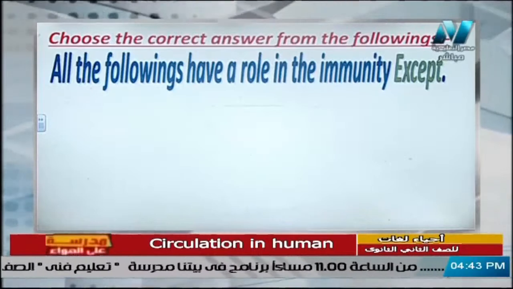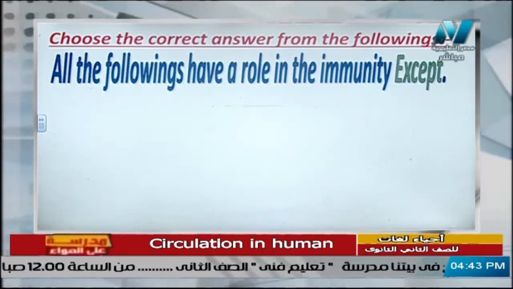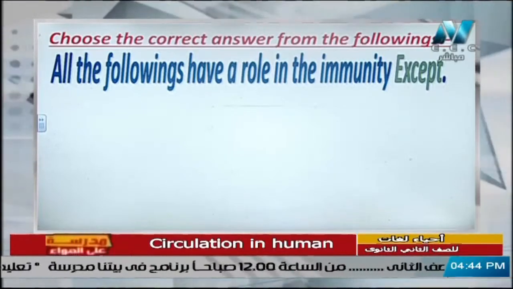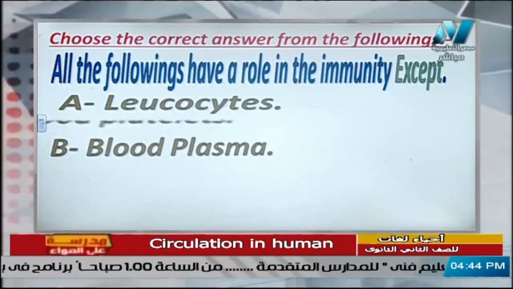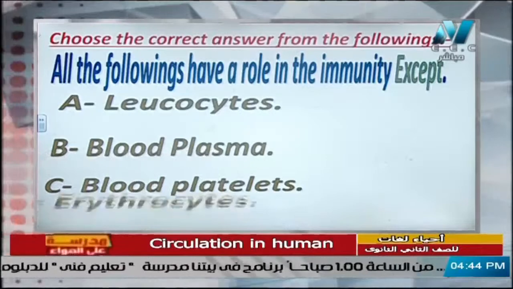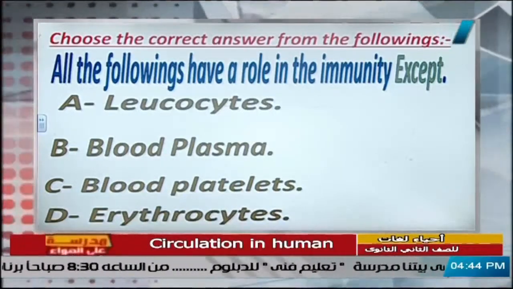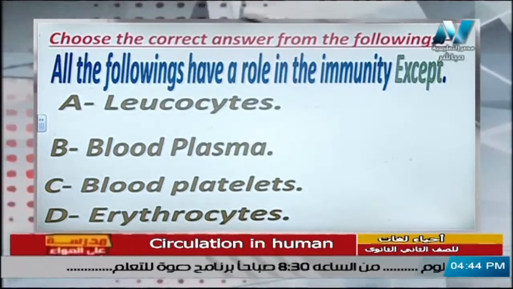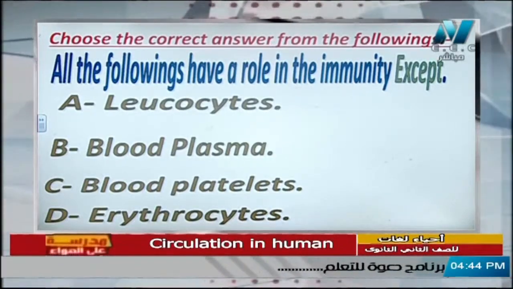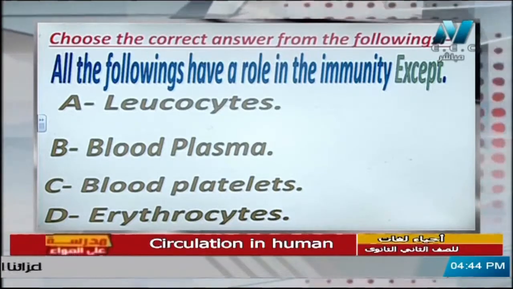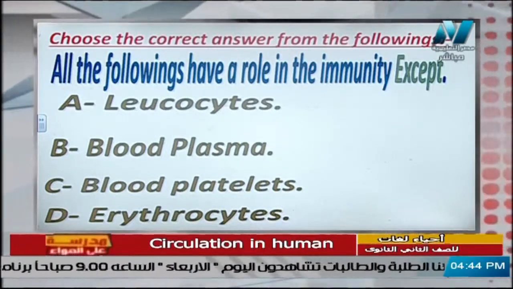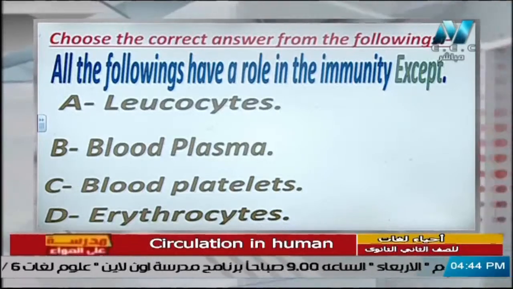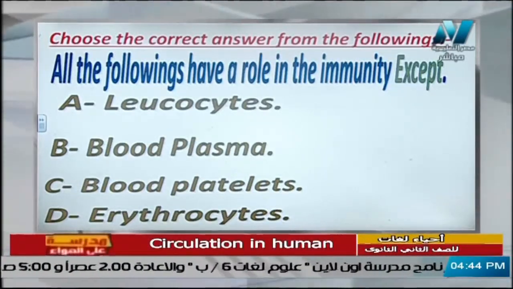طيب في سؤال هنا جميل جدا هنشوفه مع بعض. بيقول لي choose the correct answer from the following. All the following have a role in the immunity، كل دول عندهم دور في المناعة except: leukocytes, blood plasma, blood platelets and erythrocytes. طبعا عارفين leukocytes اللي هي الوايت blood cells have a great role in the immunity. Blood plasma اللي هي liquid contains the soluble substances as nutrients. Blood platelets make blood clotting. Erythrocytes اللي هي red blood cells.